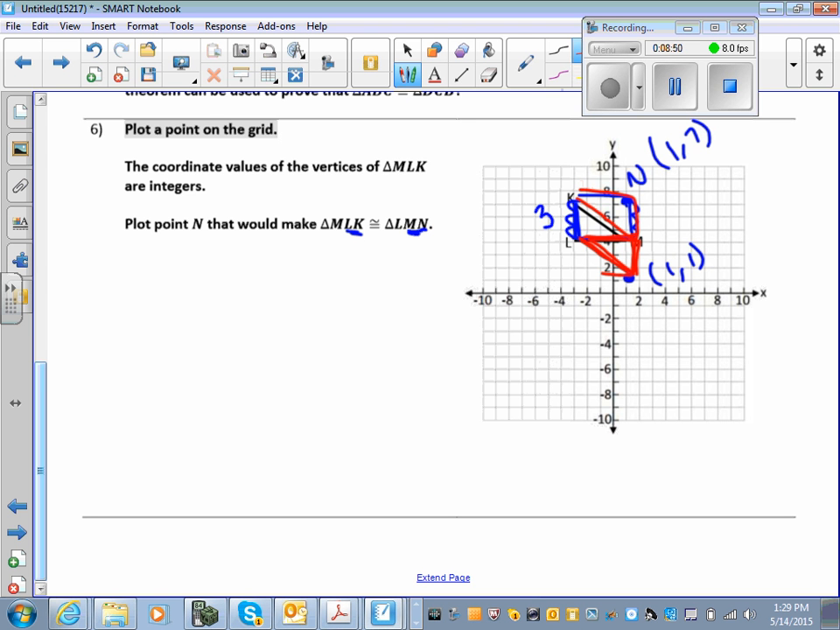Just remember, since ML is the same for both, the only ones that are different are K and N, but the length of LK is the same as MN. So I can find LK by counting 3 units up. I can go up 3 units or down 3 units to get to the new location for N.